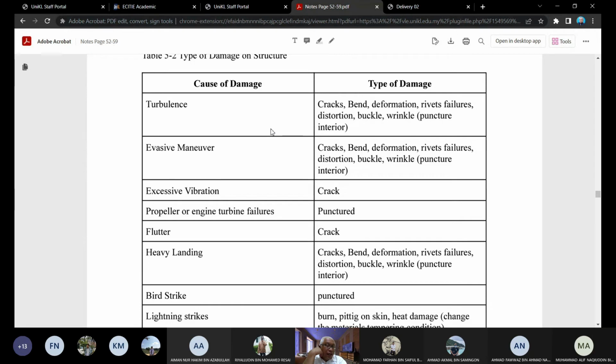So that structure cracking and the vibration, because they have to fly at very high speed. The severe vibration causes the structure to crack. So they have to repair and beef up the structure.